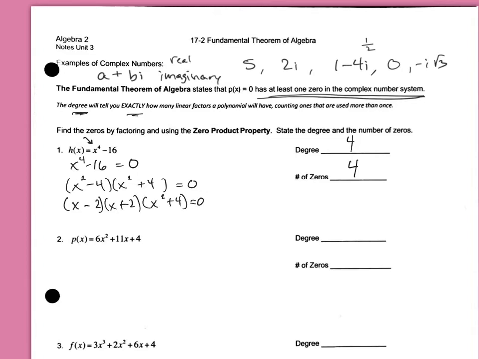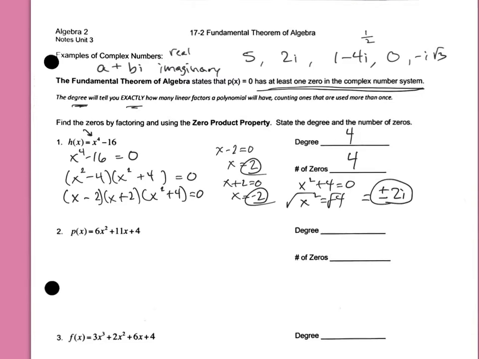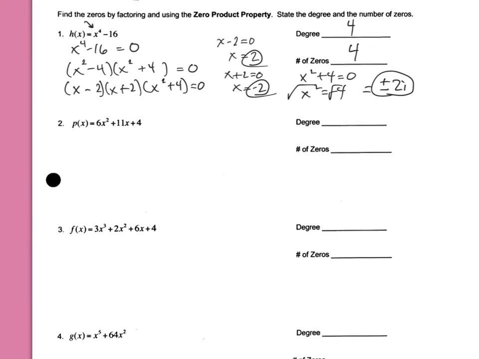Then you take each factor and set each factor equal to 0. x minus 2 equals 0. Add the 2. x plus 2 equals 0. Subtract the 2. And then we have x squared plus 4 equals 0. So we get x squared equals negative 4. And when you take the square root of this, you get plus and minus 2i. So here's 1, 2, 3, 4. So we did find all 4. So it's kind of nice to know how many answers you'll have long before you actually find them all.